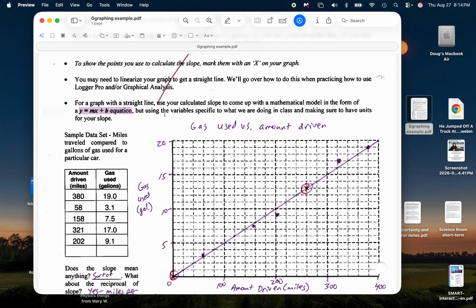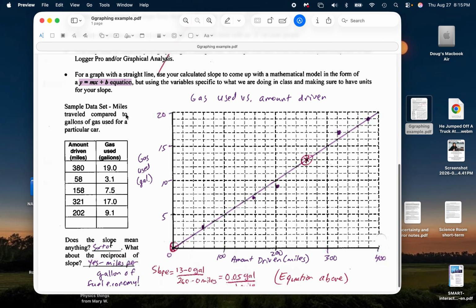We're going to very rarely, in fact never, I think, compare y's and x's. We're comparing different things. So in the example below, for example, I'm comparing the amount of gas used with the amount of miles driven. So I don't want to see m's, x's, b's, stuff like that. I want to see an equation with your variables.